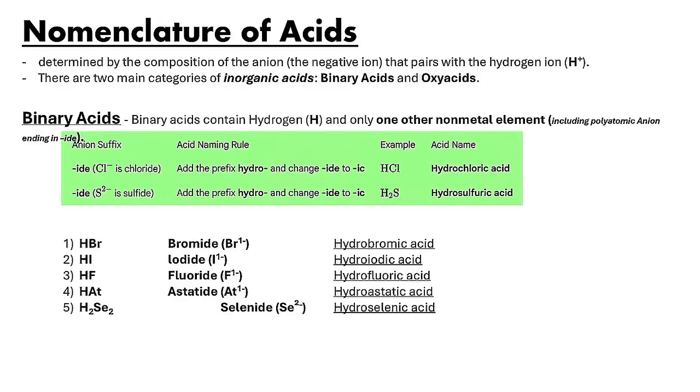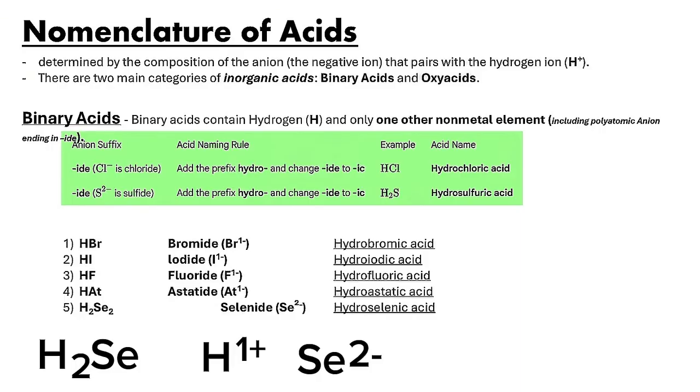Now, why is it H2Se? Why are the others with one H, but here we have two H? Oh wait, the 2 in Se, that's supposed to not be there. That's a typo. But the H has two. And why does it have two? It's because if we treat them as an ionic compound, remember H is H1 plus, and Se is Se2 minus. If we crisscross them, it becomes H2Se. And that's why it gives us H2Se without the 2 at the end. So that's how you name binary acids.